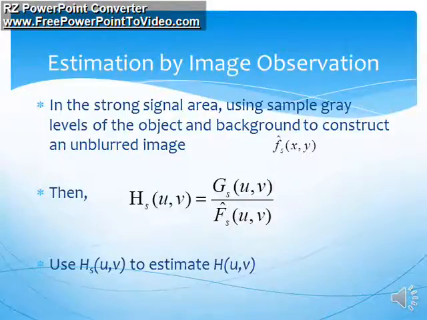In the strong signal area, using the sample gray levels of the object and background to construct an unblurred image f cap s(x,y), then Hs(u,v) is equal to Gs(u,v) divided by F cap s(u,v). Use Hs(u,v) to estimate H(u,v). These are the steps.